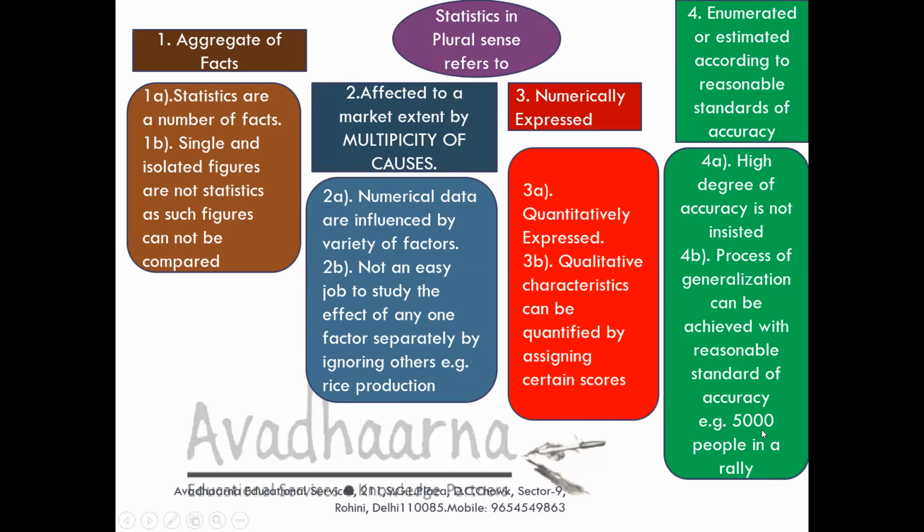For example, 5,000 people in a rally. So approximately 5,000 people must be there in a rally. So when we are defining statistics in plural sense, we can have an estimated figure with reasonable standards of accuracy.